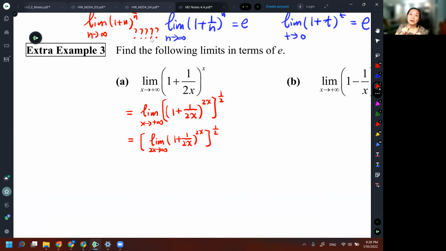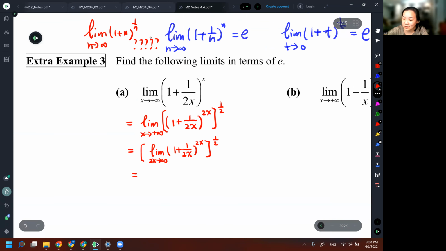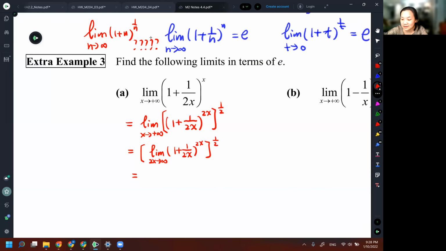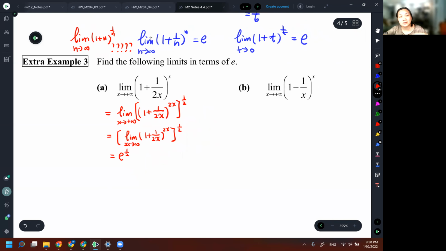Now, in the first row, I write the limit of something to a power. And then in the second row, I write the power of the limit. Okay? And then you know this one is equal to e. It actually lines up because this can be n, and this can be n, and this is n. So this is e to the power 1/2. And your answer is e to the power 1/2, which is root e, basically.